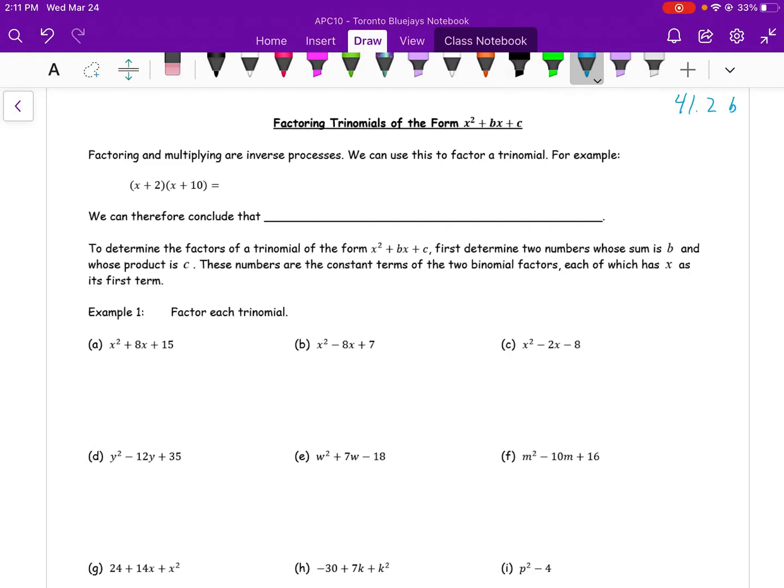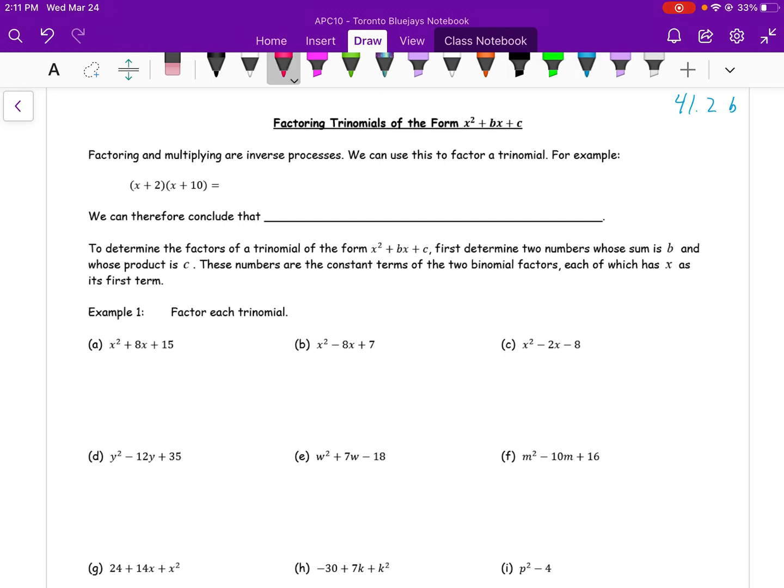So we're going to be factoring trinomials in the form of x squared plus bx plus c. We're going to be factoring and multiplying, which are inverse processes often. We can use this to factor a trinomial.